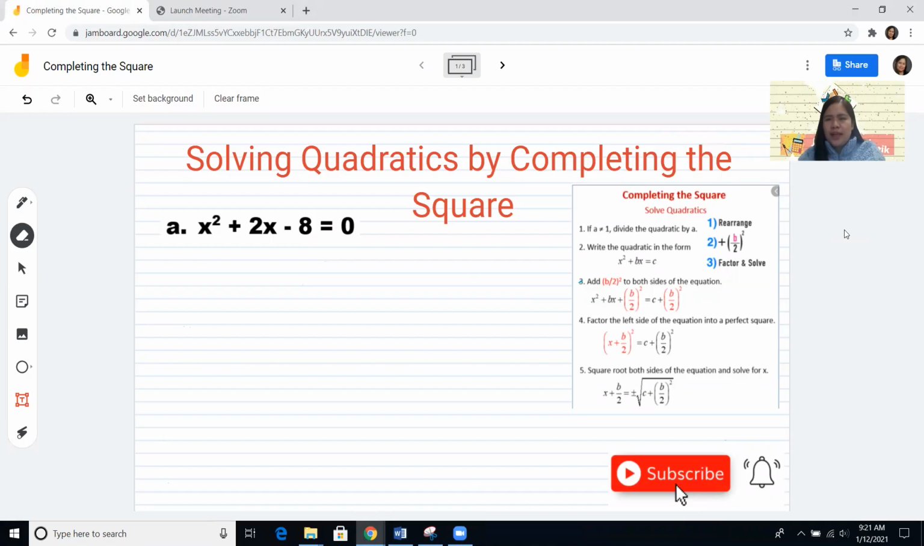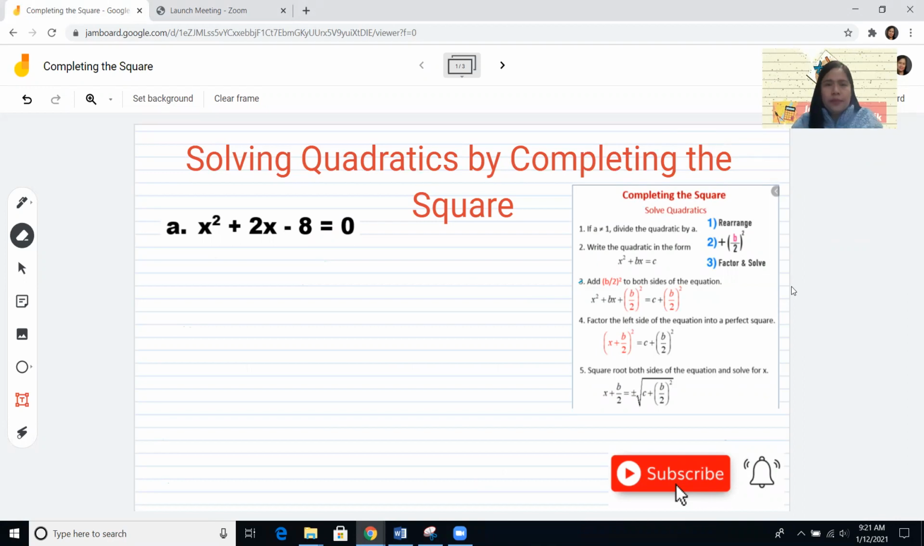Let me share my screen here. So, solving quadratics by completing the square. I also attached the shortcut steps and the other steps. This is the easiest, three-step one. Step one, rearrange. Step two, square the b over 2. And then step three, you factor and solve. That is the shortcut steps in completing the square.